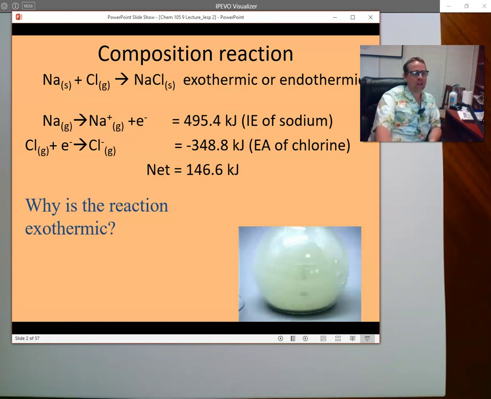So the process of taking an electron away from an atom requires energy, right? It's not a negative sign here. It requires energy. Okay? So this ionization energy is positive, requires energy.